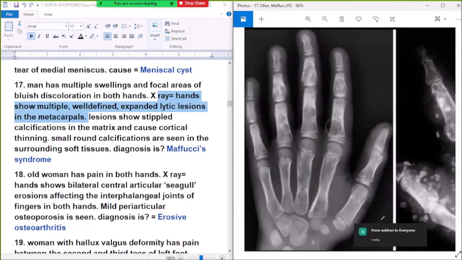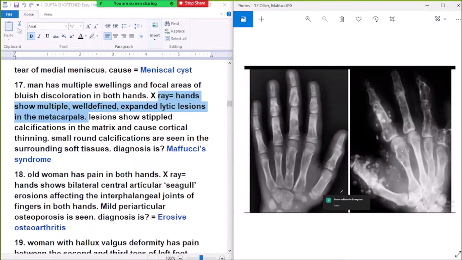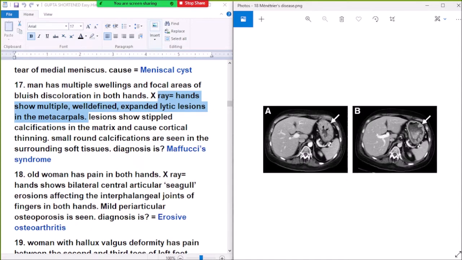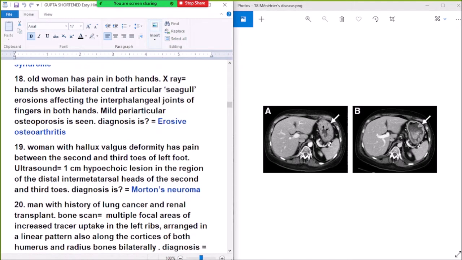If no classification, then diagnosis: multiple enchondromas. Question number 18. Old woman has pain in both hands. X-ray of the hands shows bilateral central articular erosions affecting the interphalangeal joints of the fingers in both hands. Mild periarticular osteoporosis is seen. Diagnosis: erosive osteoarthritis.